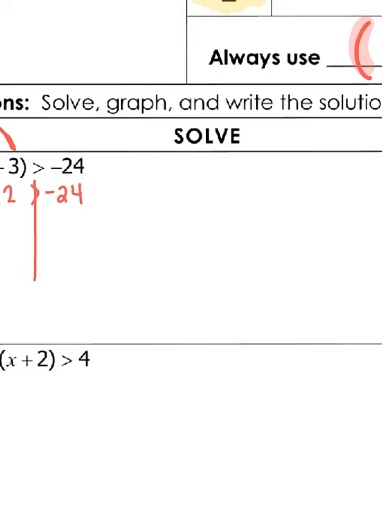I am then going to start by subtracting 12 from both sides. My 12s cancel. I'm left with 4x, oops, that is not an equal symbol. We have to be really careful. It says 4x is greater than negative 36. We're then going to divide both sides by 4 because 4 is being multiplied to x. The 4s cancel. I'm left with x is greater than negative 9.